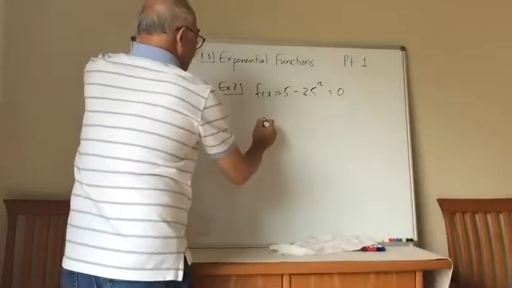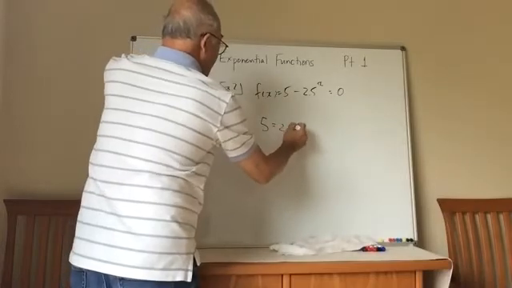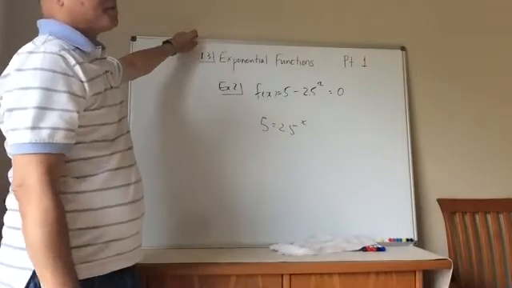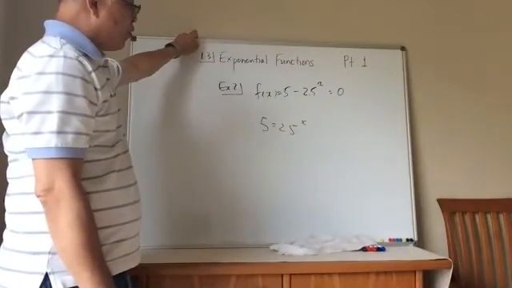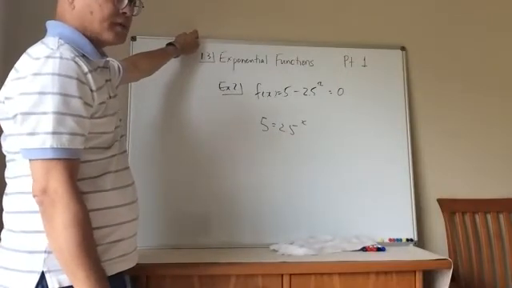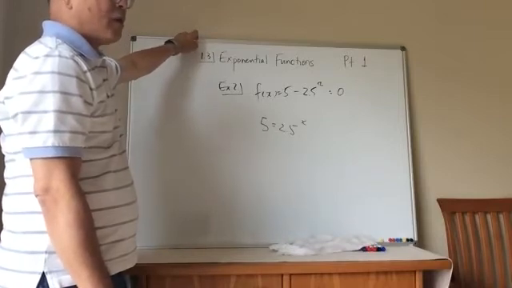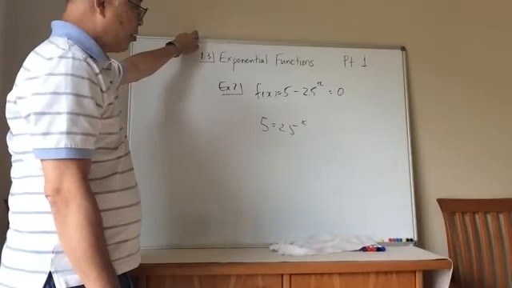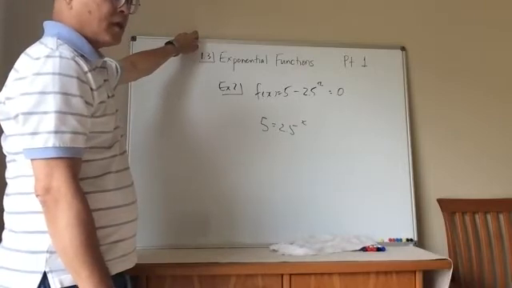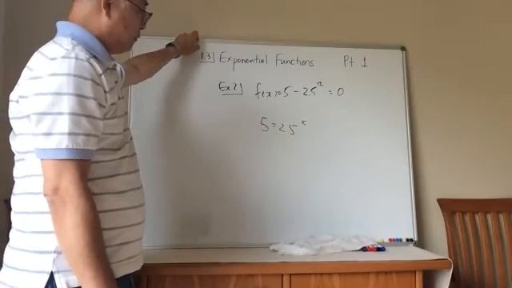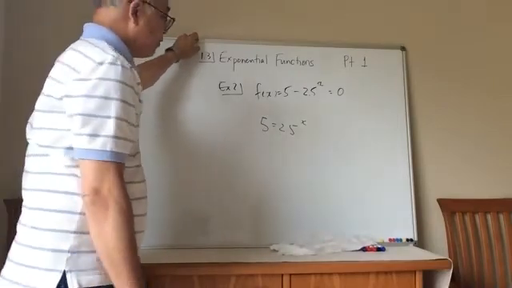First of all, you get 5 is equal to 2.5 to the x, right? So what is the problem here? The unknown is in the exponent, correct? So somehow I need to get that exponent down out of the exponent part. What kind of function allows me to do that? Can you log it? Take the log, right?